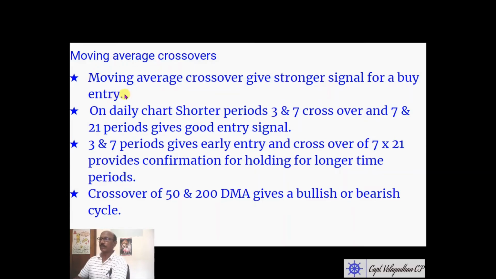Moving average crossovers give a stronger signal for buy entry. On the daily chart, the shorter period 3 and 7 crossovers and 7 and 21 period crossovers give good entry points. The 3 and 7 period gives an early entry, and a crossover of 7 and 21 provides confirmation of holding for longer time periods. Crossovers of 50 and 200 give a bullish or bearish cycle. This signal may go for years.